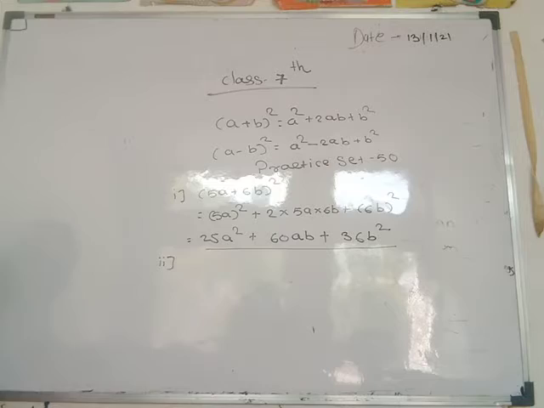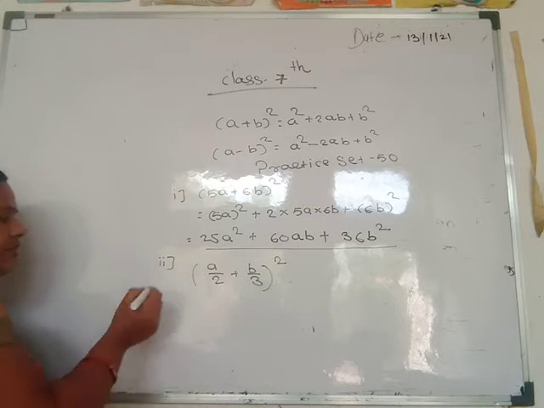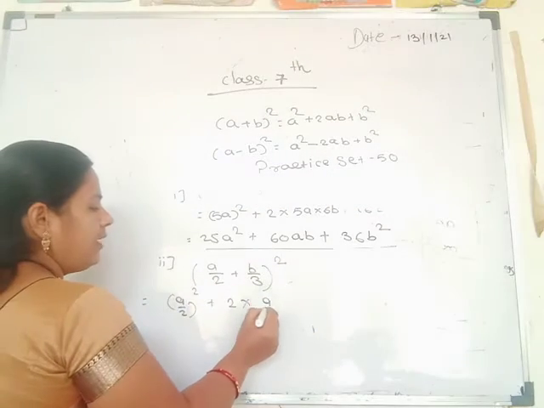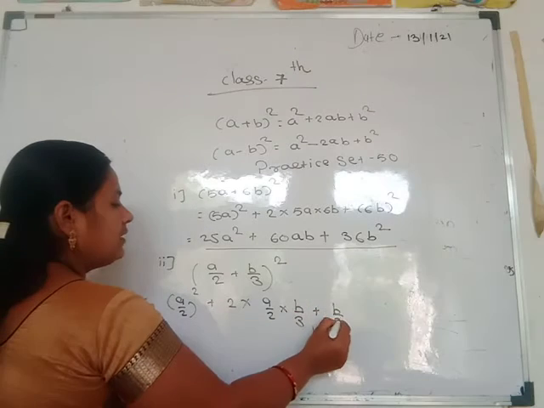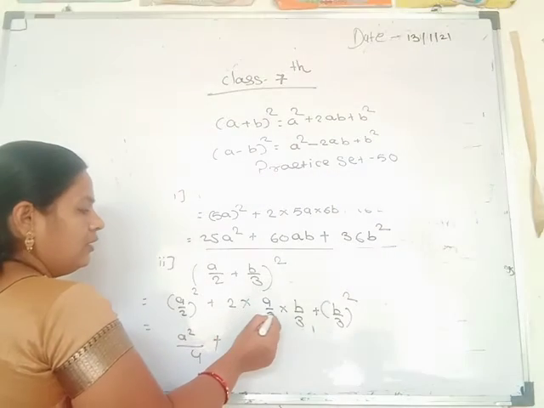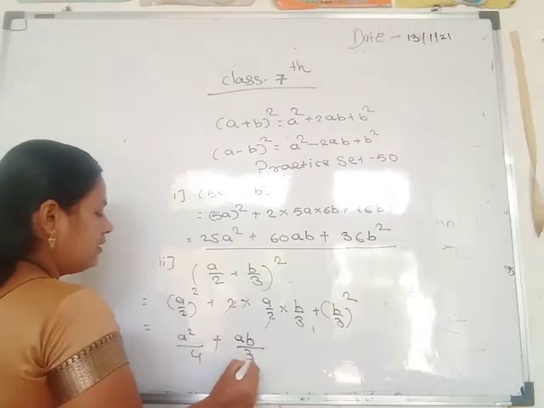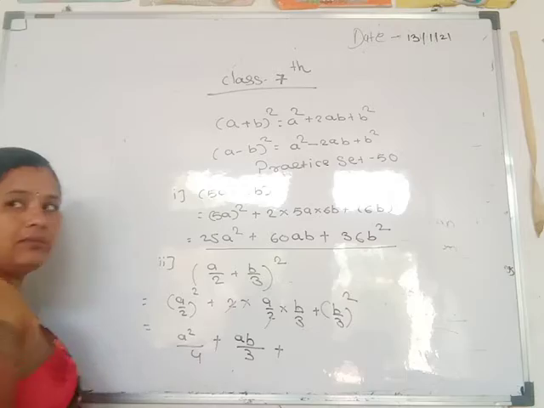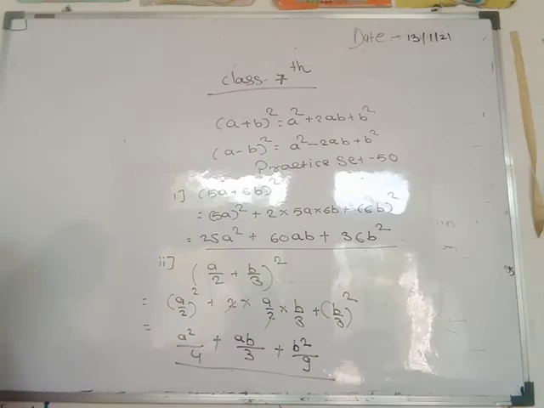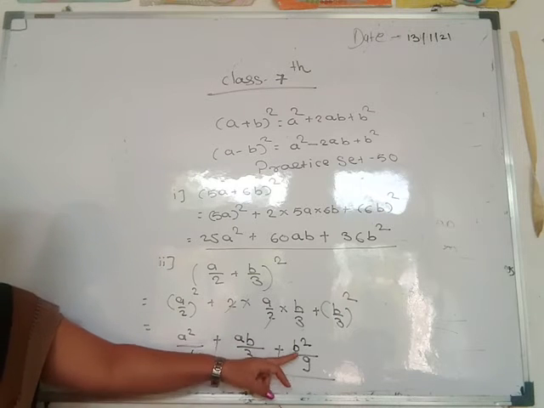Then the second example: (a by 2 plus b by 3) whole square. First number square, (a by 2) square, plus 2 into ab, where ab means a by 2 into b by 3, plus (b by 3) square. Then a square, 2 square means 4, plus 2 into the same numbers; in multiplication the same numbers cancel. Here a into b means ab and below is 3, plus (b by 3) square means b square and 3 square means 9. Then the answer is a square divided by 4 plus ab divided by 3 plus b square divided by 9.